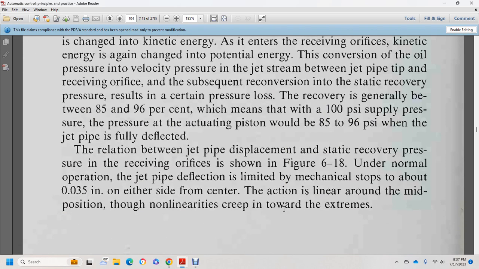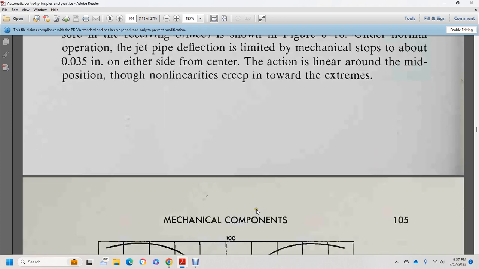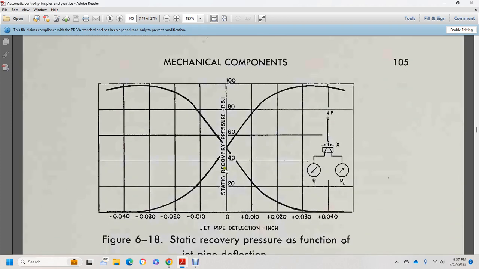The relation between jet pipe displacement and static recovery pressure, preserving the orifice zone, is shown in Figure 6.18. In normal operation the jet pipe deflection is limited by mechanical stops to about 35 hundredths of an inch on either side of the center, with linear action around mid position and nonlinear creeping at the extremes. The static recovery pressure in psi is marked 20, 40, 60, 80, 100.